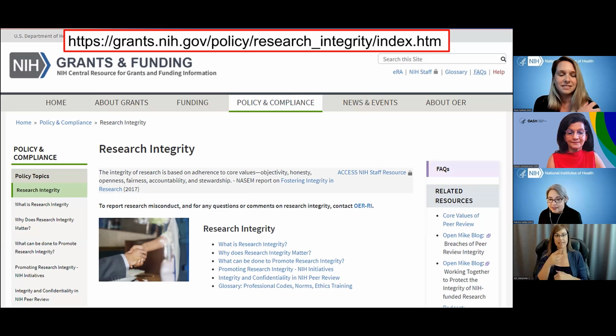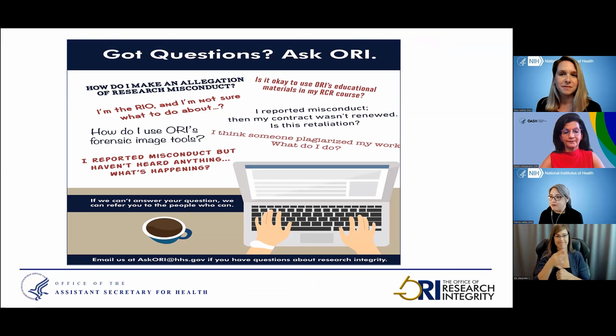Okay, this is our website. I just want to share with you, if you're NIH staff, you can access staff resources here. If you have any questions or comments or want to report, just click on this button, OER Research Integrity. That will take you to the mailbox that I mentioned, and you can make reports to NIH there, or submit allegations there as well. And this is ORI's website. Ranjini, you can say more here. If you've got questions, ask ORI. All right, I think that is the end.